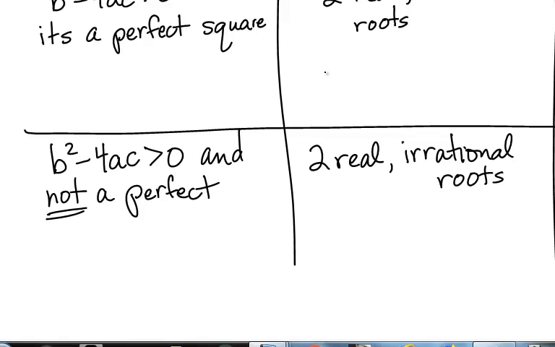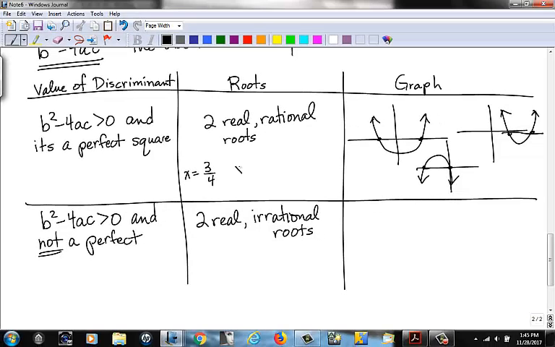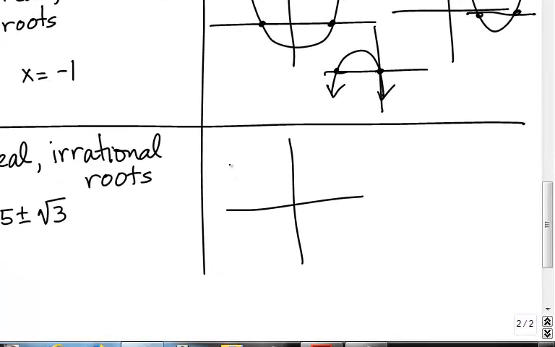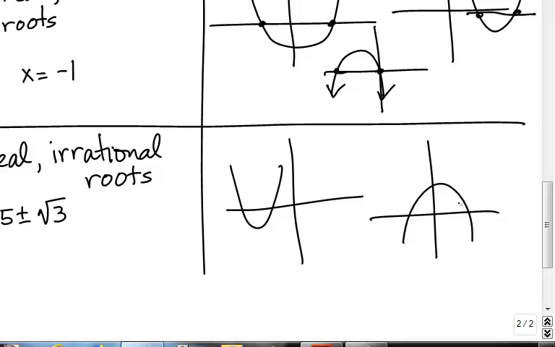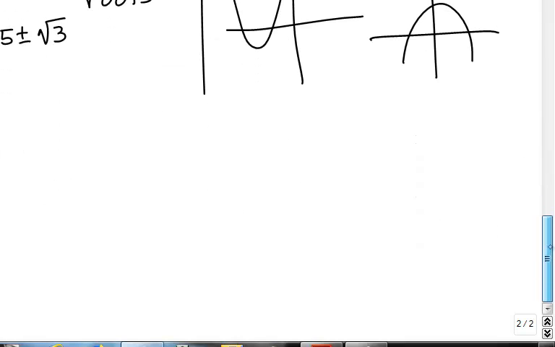I should give you an example. Like up here I might have 3/4, isn't it? Like x is 3/4 and x is -1. Those are rational roots. On irrational roots I might get something like this: x equals 5 plus or minus radical 3. Radical 3 is an irrational number. It's still going to cross. I can still find the decimal value for that. It's still going to cross the x-axis in 2 places.